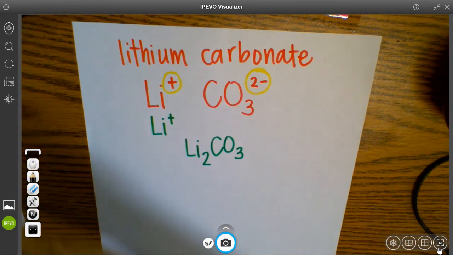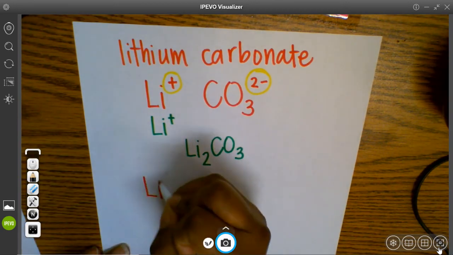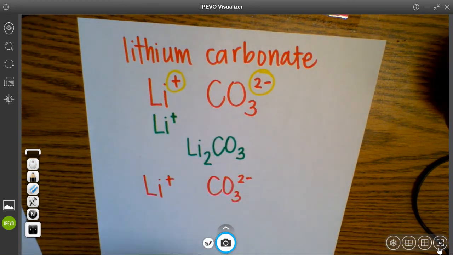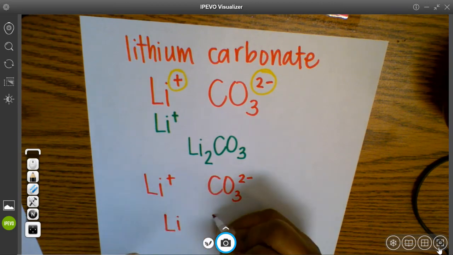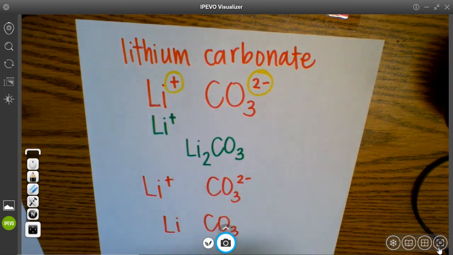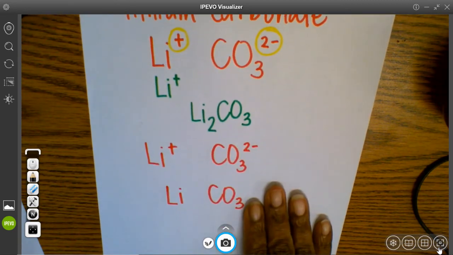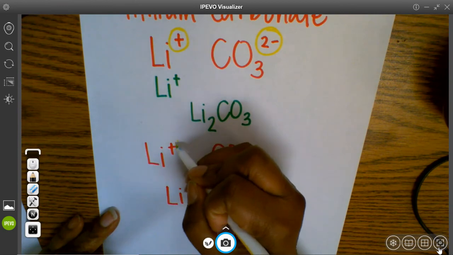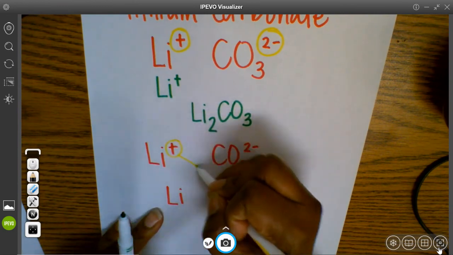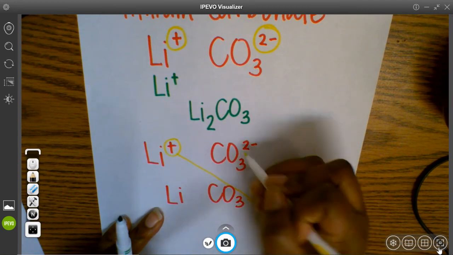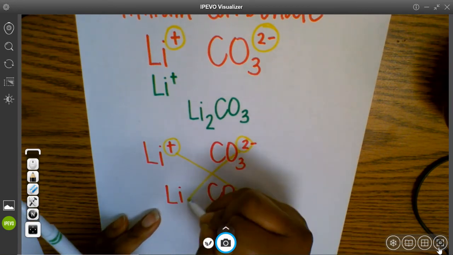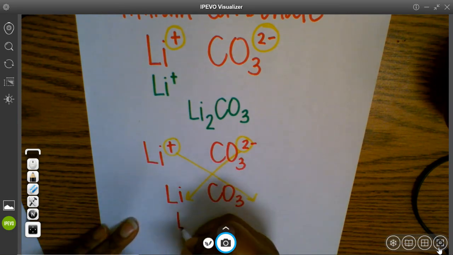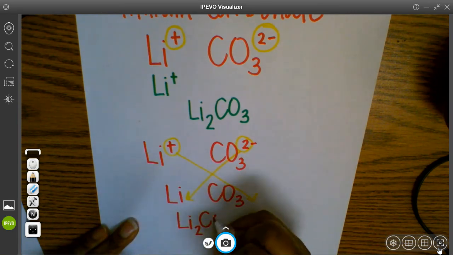All right, if I was doing this with the crisscross method, let me just rewrite this quickly. I bring down my symbols. The Li, the CO, and the 3 must come down, okay? And then I'm looking at, this is a 1, so it's an understood 1. It's going to become the subscript for the carbonate, and the 2 becomes the subscript for lithium. All right, and when I do that, it becomes Li2CO3.